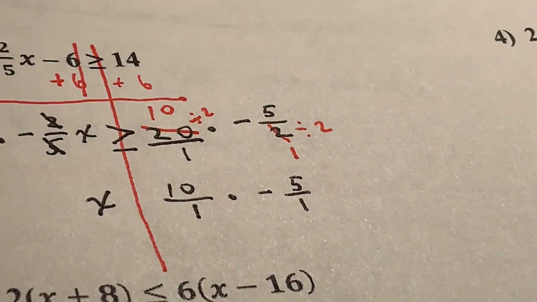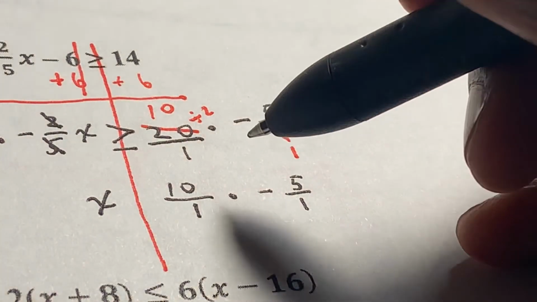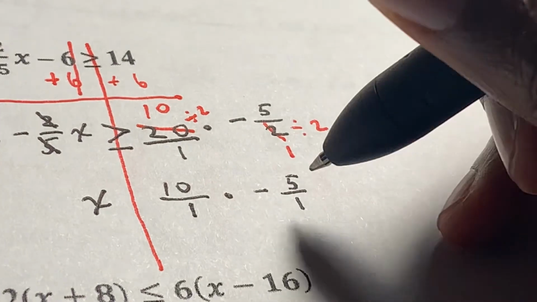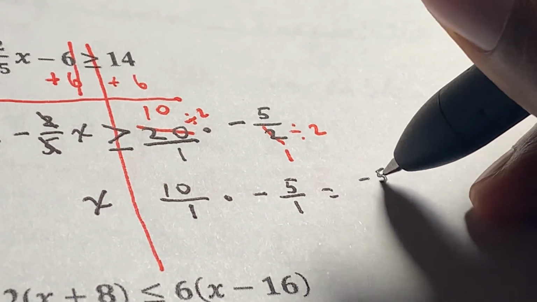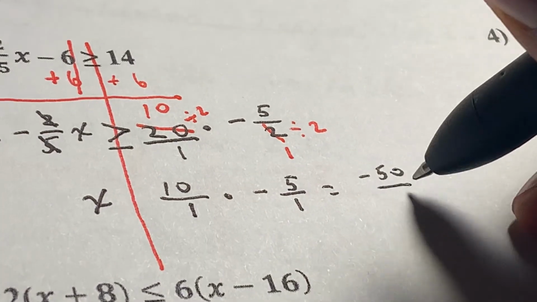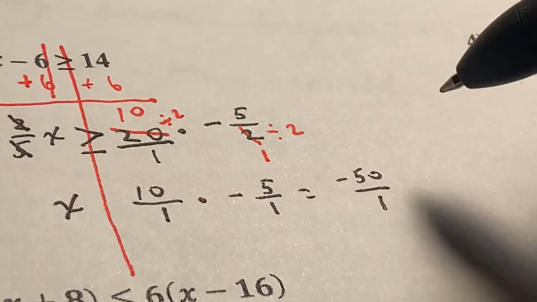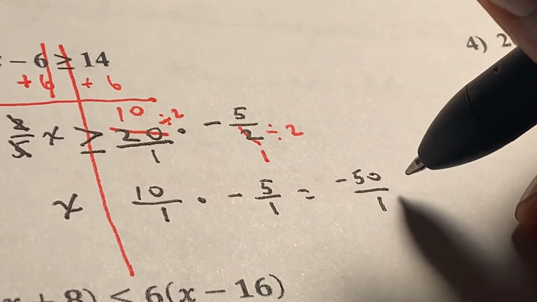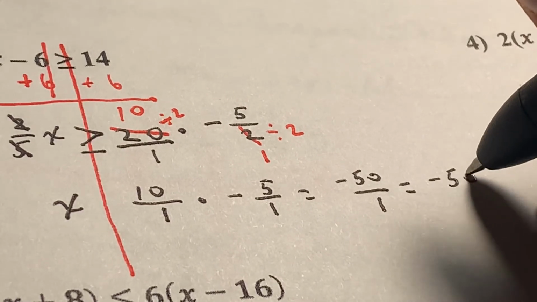Yes? So let's multiply straight across now. 10 times negative 5 is what? Someone just said negative 50. And 1 times 1 is what? Okay, positive 1. And let's not forget, anything over 1 is a what? Is a whole number. So this becomes just negative 50.